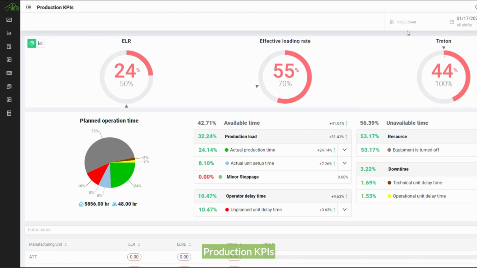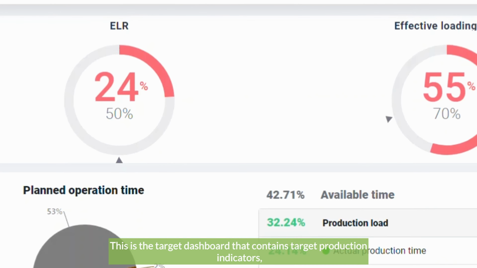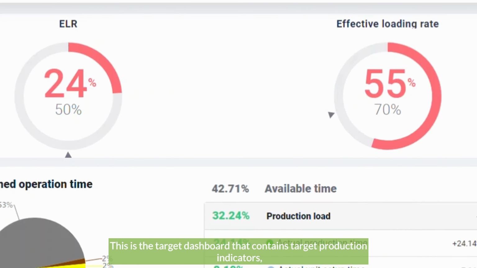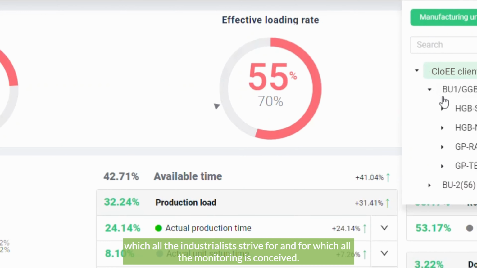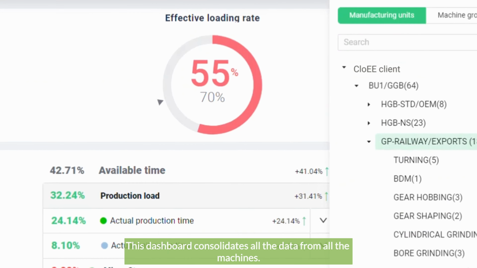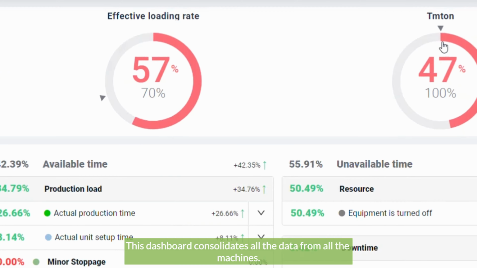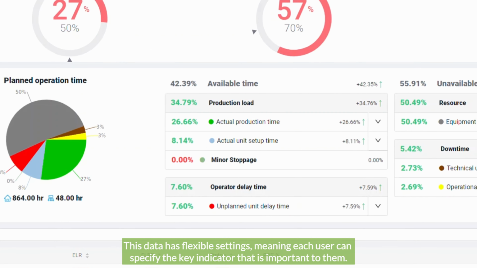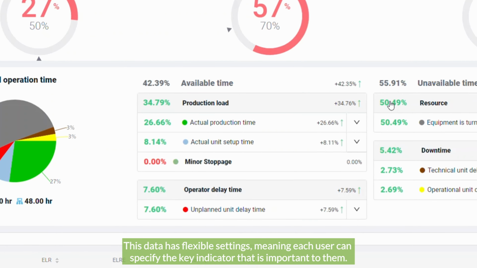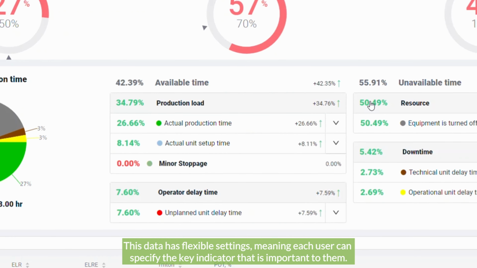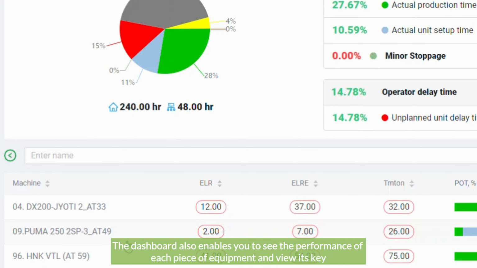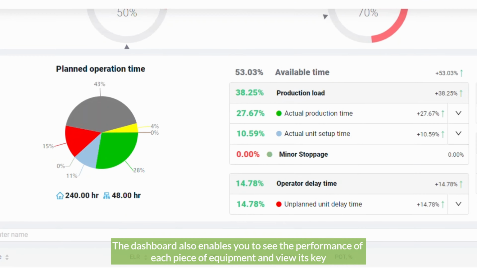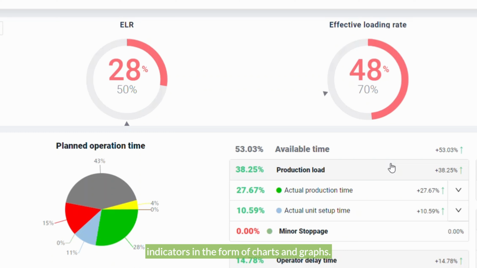Production KPIs. This is the target dashboard that contains target production indicators, which all the industrialists strive for and for which all the monitoring is conceived. This dashboard consolidates all the data from all the machines. This data has flexible settings, meaning each user can specify the key indicator that is important to them. The dashboard also enables you to see the performance of each piece of equipment and view its key indicators in the form of charts and graphs.